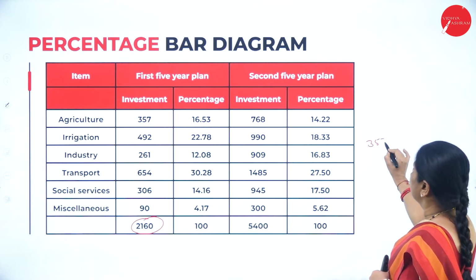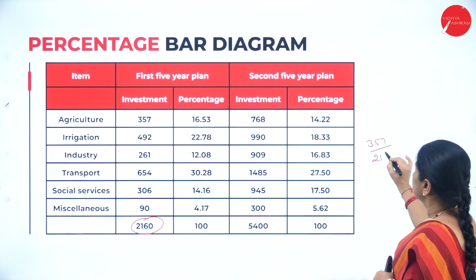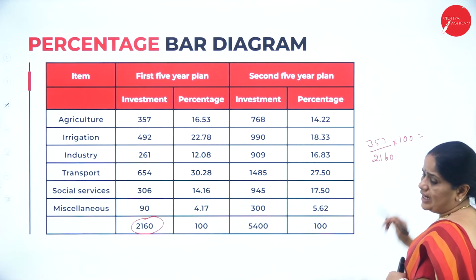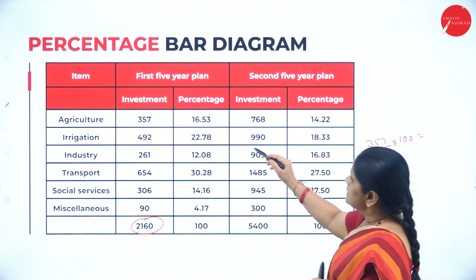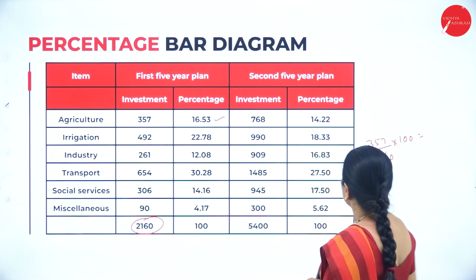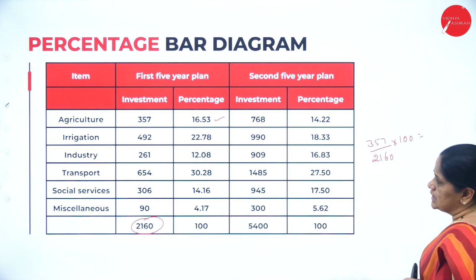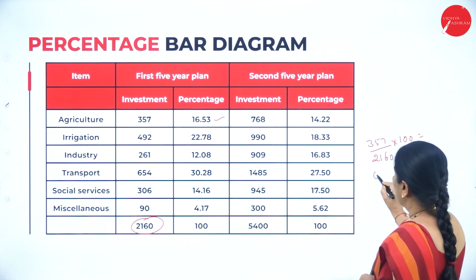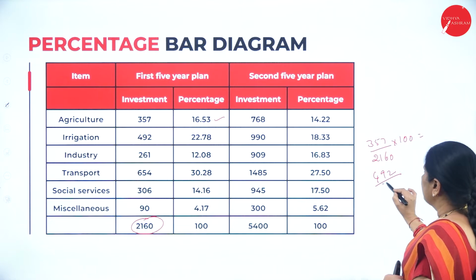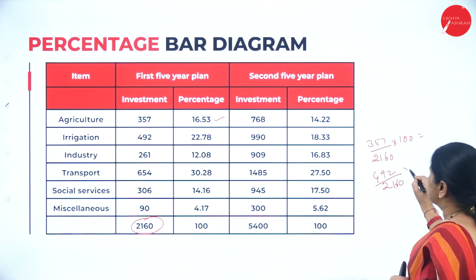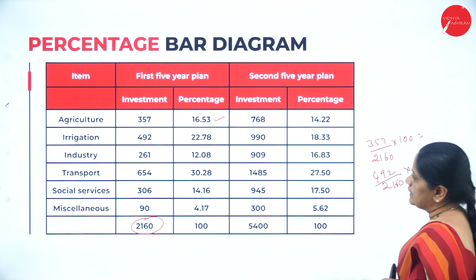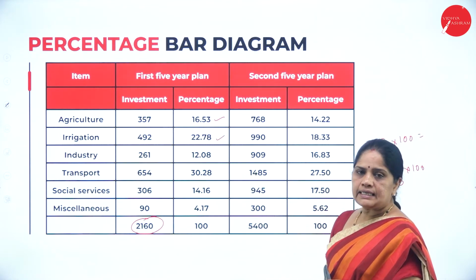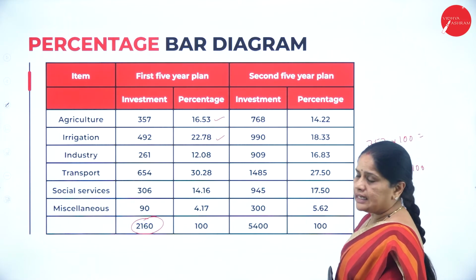So, 357 by 2,160 into 100. So, when I do this, I get 16.53. So, this becomes the percentage for agriculture. Again, the same way, 492 divided by 2,160 into 100. So, that represents 22.78. So, that is the percentage for irrigation.